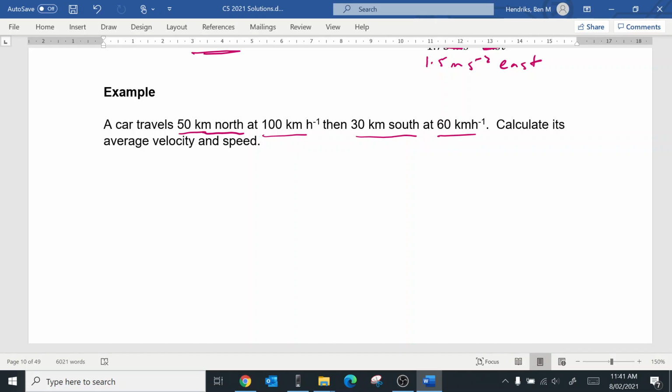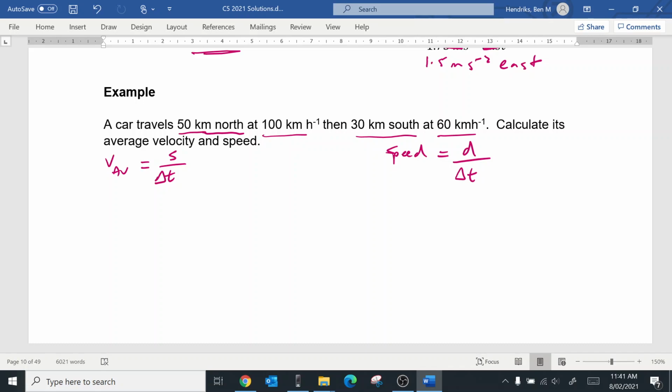So let's have a look at the equations first. Remember, our average velocity is equal to displacement over time, whereas speed is equal to distance over time, delta t. I should have put in delta t's because that's what we have in our notes. So displacement over time for velocity, and speed is equal to distance over time. So we need to know what they are in each case.